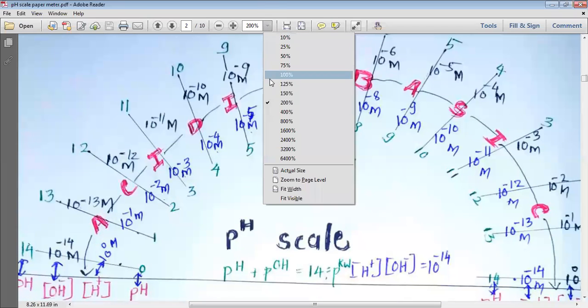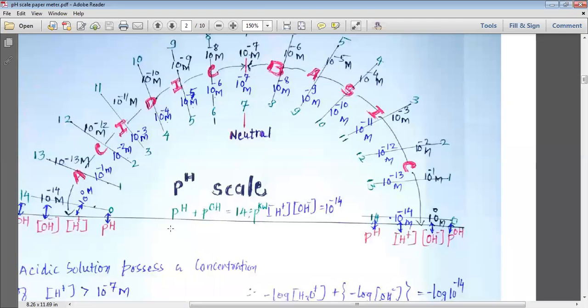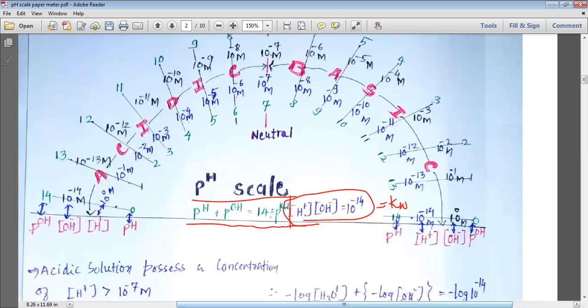Now when it comes to the pH scale, we have few important formulas: pH plus pOH is equal to 14, which is equal to pKw, and we even have this calculation that the concentration of H plus into the concentration of OH minus is equal to 10 to the power minus 14, which we also call Kw. So this is how, my dear students, we understand and study the pH scale in detail.